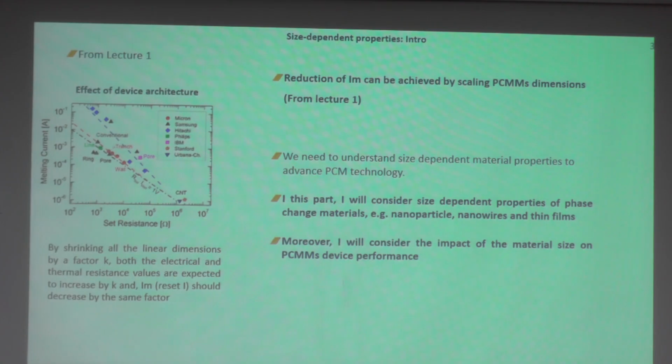But anyway, if we shrink the size of our material and device, we can reduce the melting current. So in this part of my talk, I will consider the size-dependent properties of phase change materials like nanoparticles, nanowires, and thin films. And I will also consider the impact of the material size on PCM device performance.